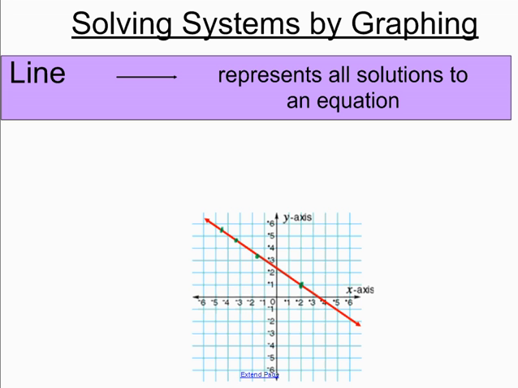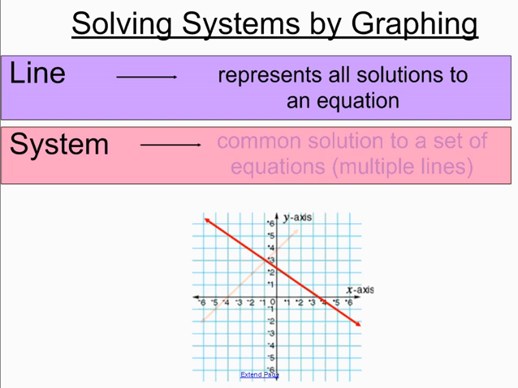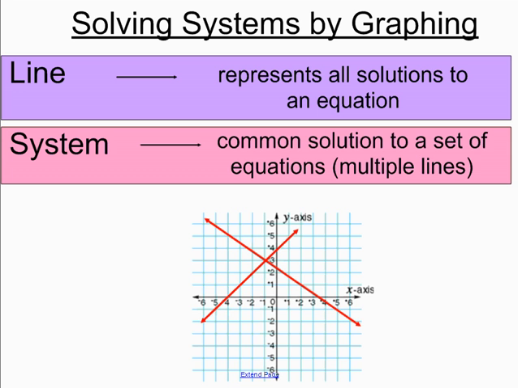Now, taking that idea, let's apply it to a system. A system is more than one line. So what we're looking for is where these lines cross, where they all cross together, and that will be considered the common solution. Now, we're going to be working with only 2 lines at a time, but you can have 3, 4, 5, 6 lines. It doesn't matter. We're going to stay with 2-line systems, though. So we're going to look for that common solution where they're both going to cross.